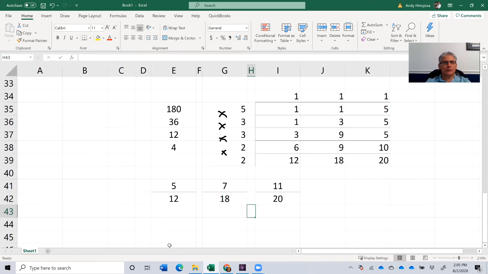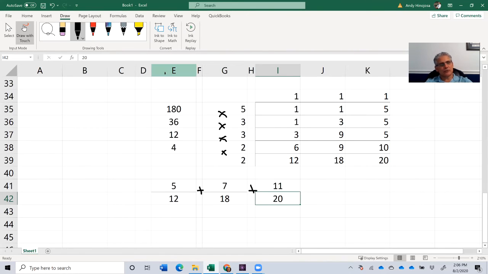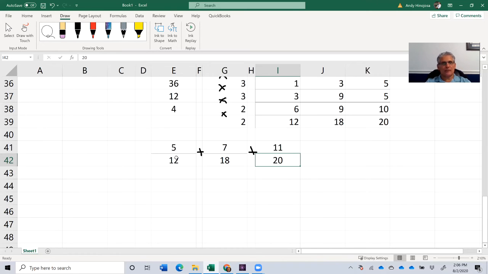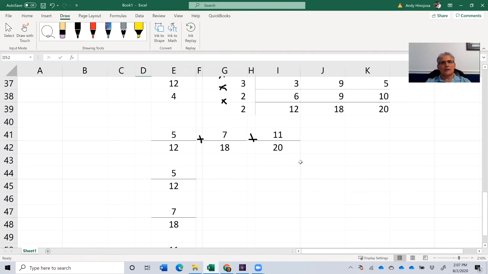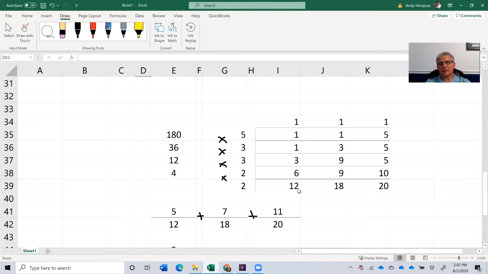So let's now assume we are trying to add 5 twelfths, 7 eighteenths, and 11 twentieths. We want to add those 3 numbers together. But before we can add these 3 numbers together, we have to come up with the lowest common denominator. We've actually done that already. We've gone through this tree building process to come up with the lowest common denominator. And we computed that the lowest common denominator is 180.